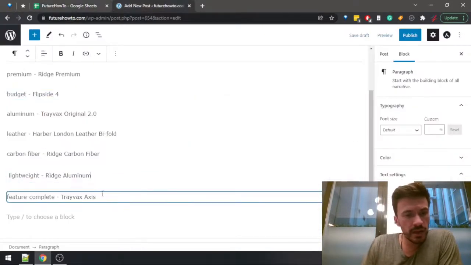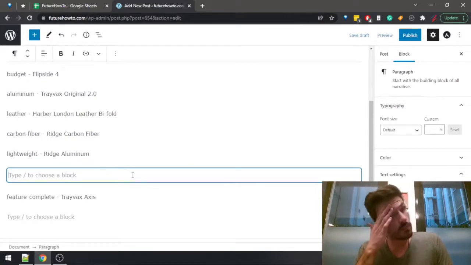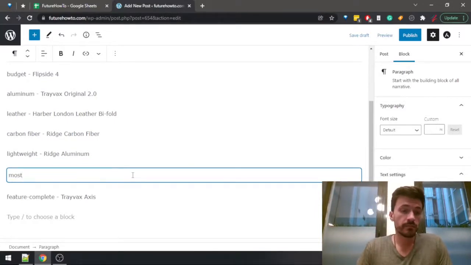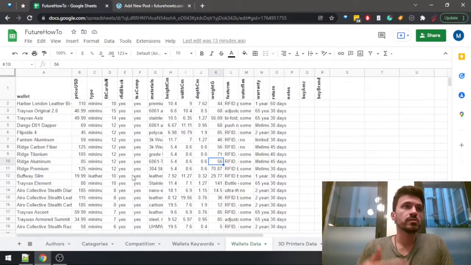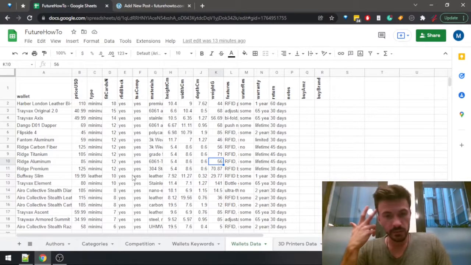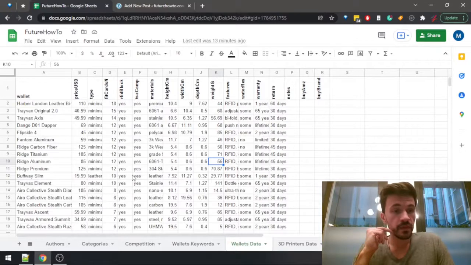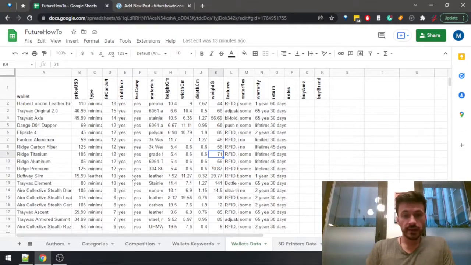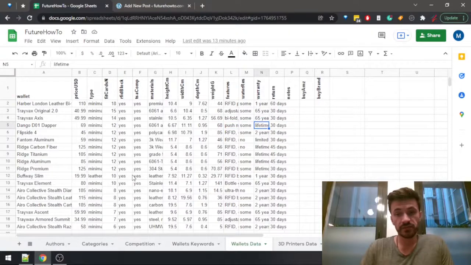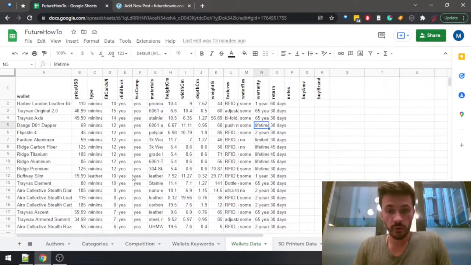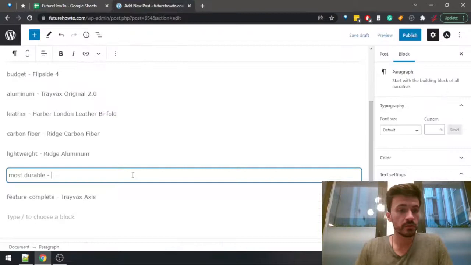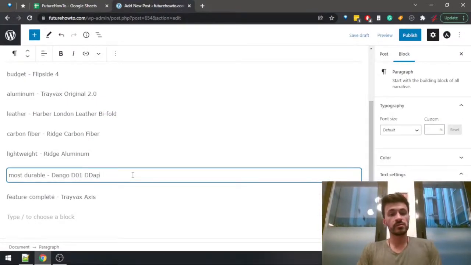And maybe we can add something like most durable, or the one that's the least likely to break or suffer damage. I think we can go with the Dango Dapper One here because it does have a lifetime warranty, which is the biggest warranty of them all. It's a pretty strong wallet, made to be durable as well. So let's do the Dango Dapper One here.